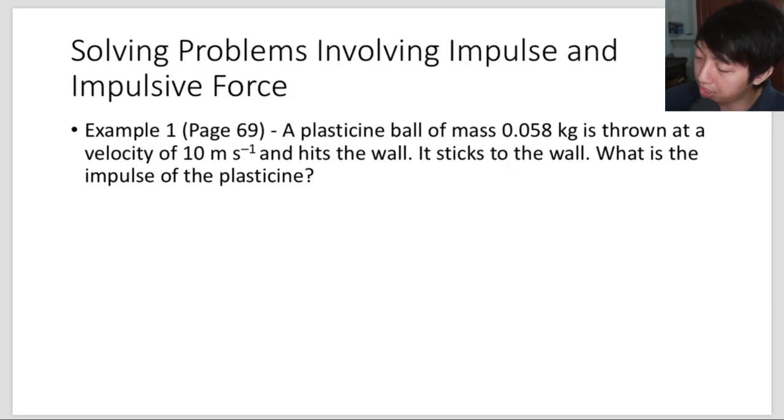So, first question. Example 1, this is on page 69 in the textbook. A plasticine ball of mass 0.058 kilograms is thrown at a velocity of 10 meters per second and hits the wall. It sticks to the wall. What is the impulse of the plasticine? So the question is asking for impulse. So how do we solve that?